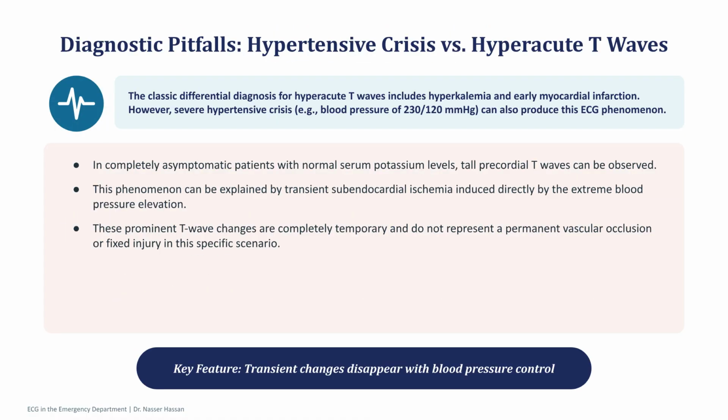Be careful not to mistake hypertensive crisis for hyperacute T waves related to ischemia. These T-wave changes can occur due to extreme blood pressure and are generally transient, disappearing as blood pressure is controlled.